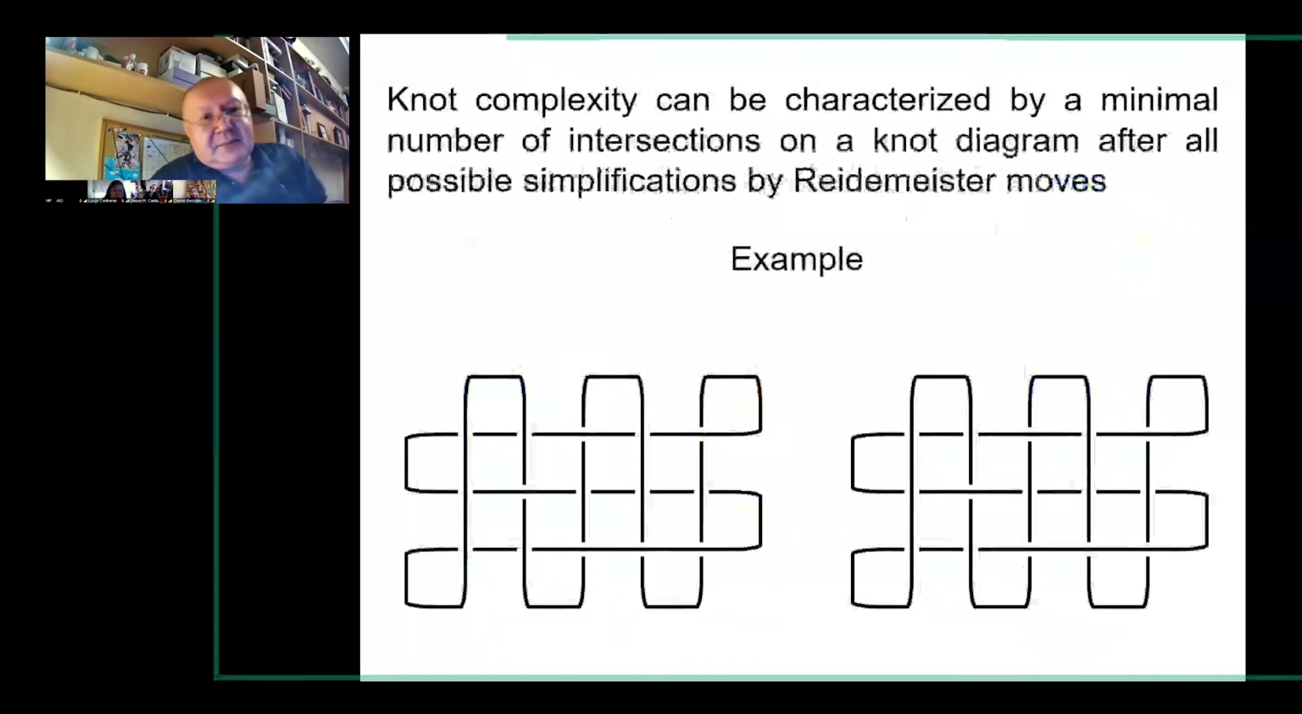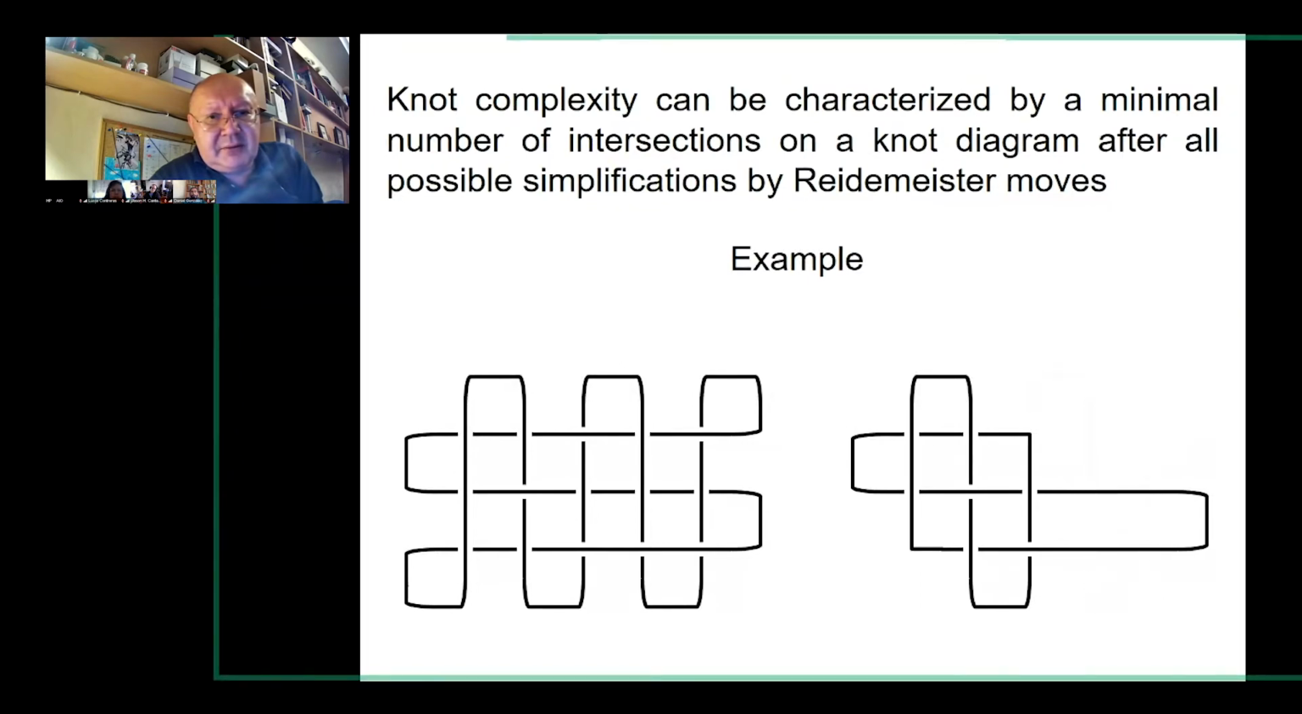Now, just an example. So this is an unknot, and how can I simplify it? I can remove these parts, then I can remove this one, then I can shorten some parts. And what remains is the minimal number of crossings.